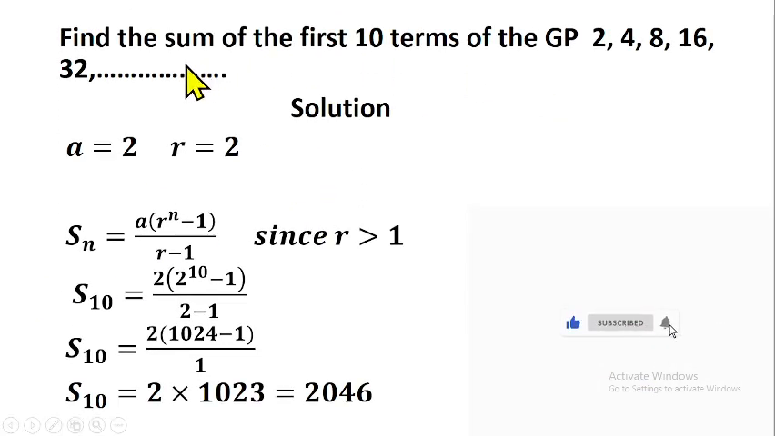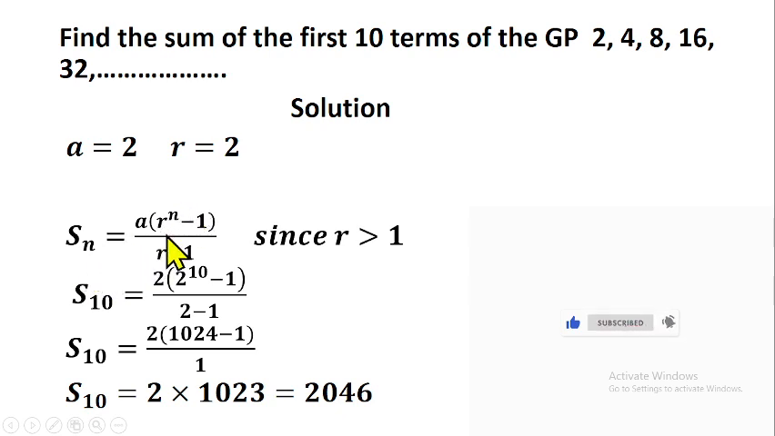Let's look at this question again. Find the sum of the first 10 terms of the geometric progression 2, 4, 8, 16, 32, and so on. In this case, you have to sum the first 10 terms. So the first term is 2 and the constant ratio is 2 as well. So the constant ratio is greater than 1, because R is equal to 2. Then you are going to use the first formula to sum it together.